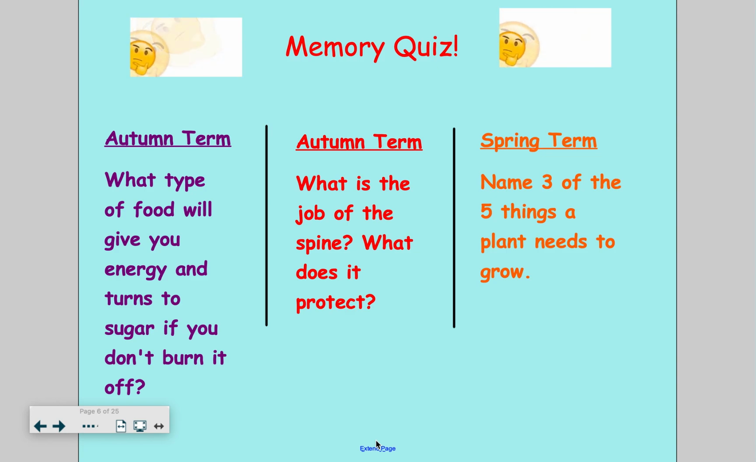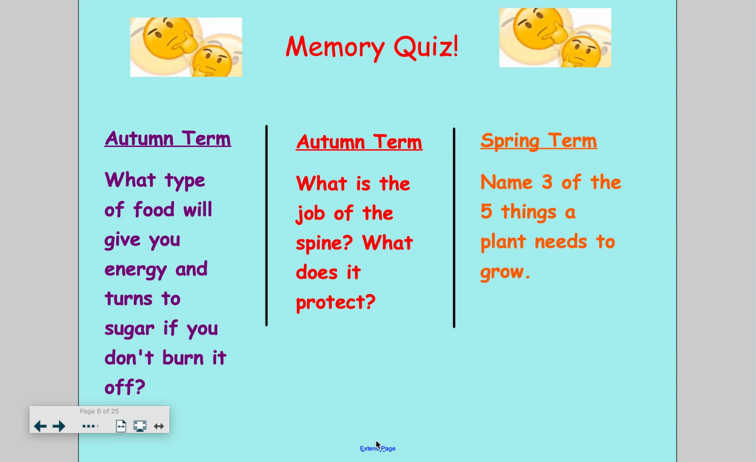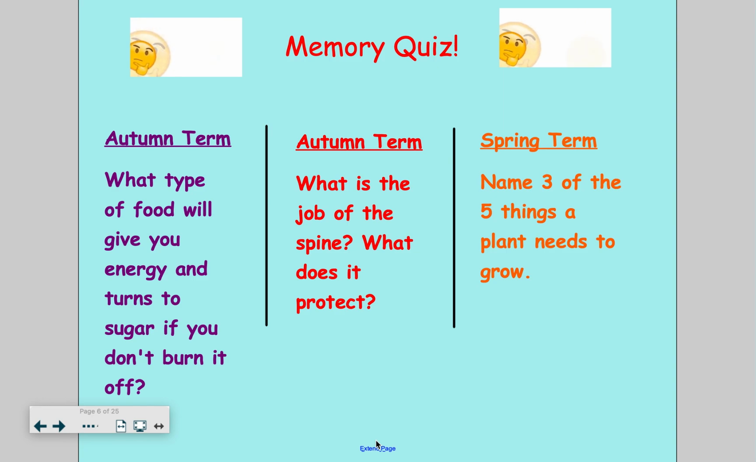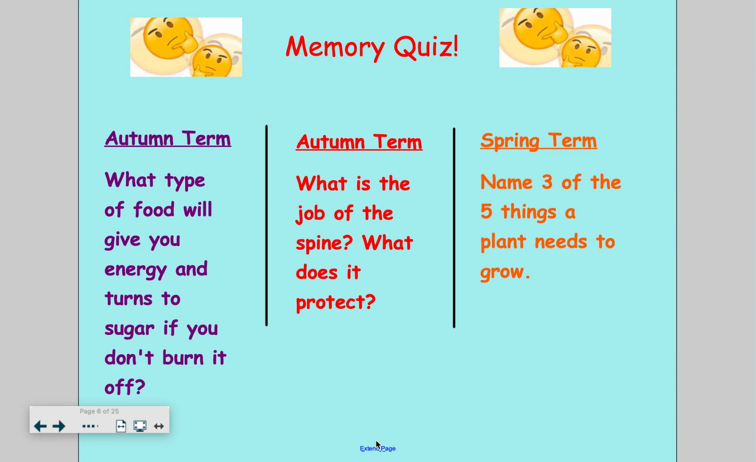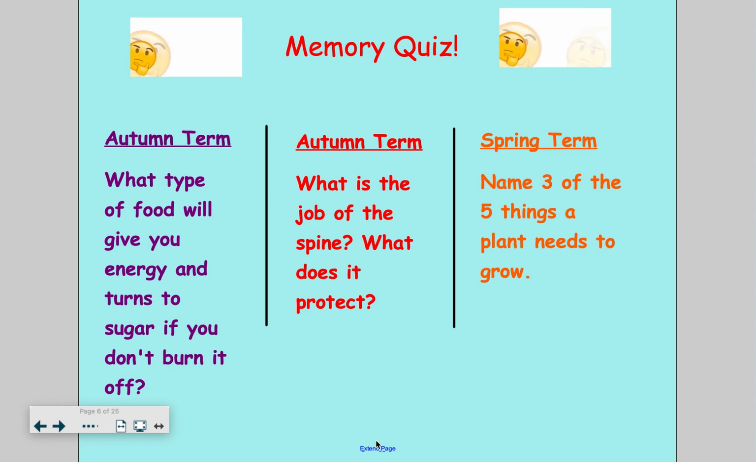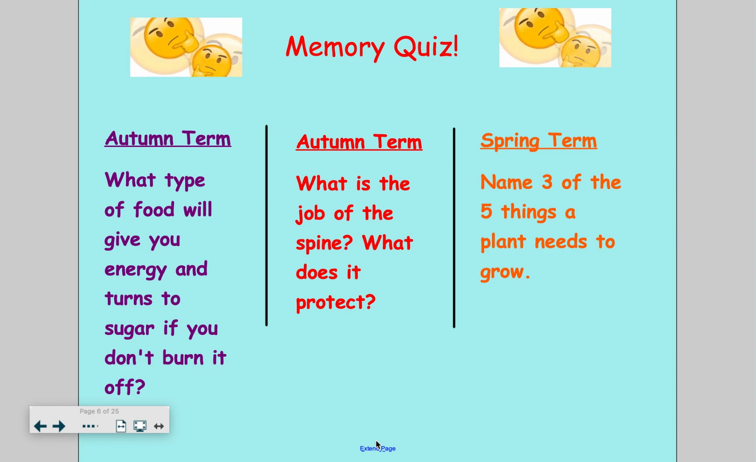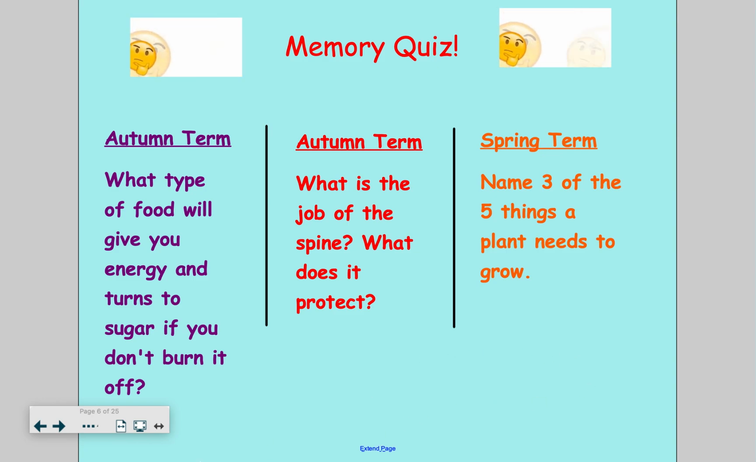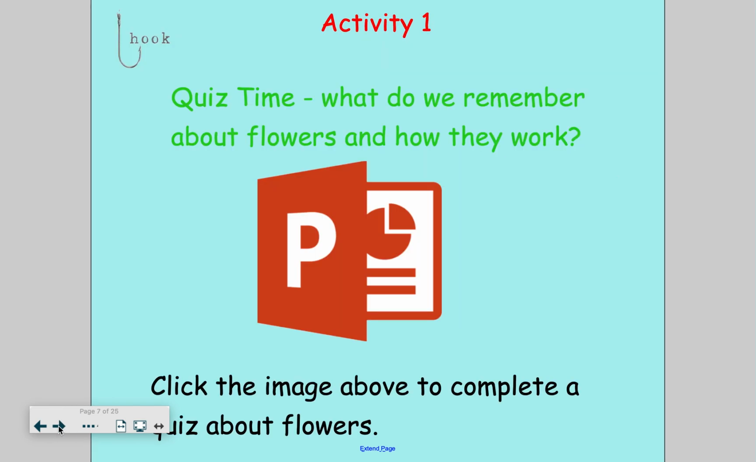So it's very, very important. Your spine is an incredibly important set of bones. Most of your bones are important, really, because they all make your body work, but the spine especially. And 3 things a plant needs to grow: water, air, and nutrients. Sunlight, light, loads of them, 5 things, but you only had to think of 3. So there you go, well done. Okie dokie, so we're going to do a quick quiz.